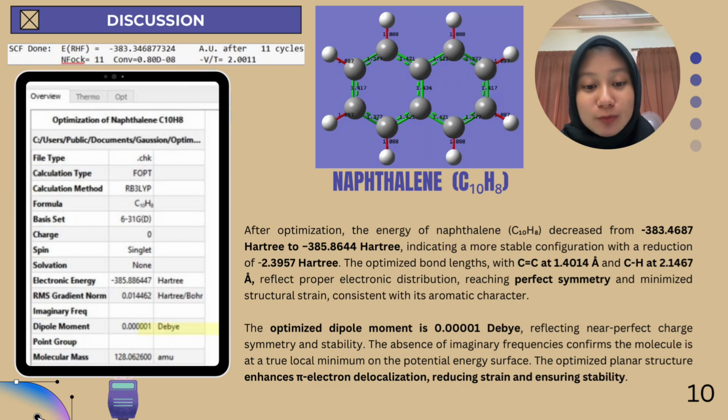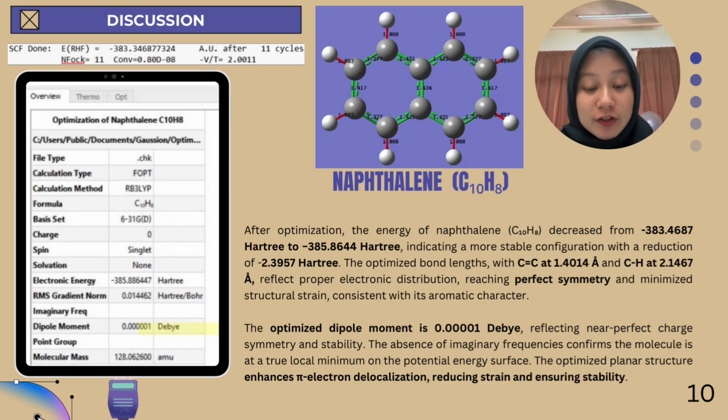The optimized bond lengths are C double bond C at 1.4014 Angstrom and C single bond H at 2.1467 Angstrom. This reflects a proper electronic distribution reaching perfect symmetry and minimized structural strain, consistent with its aromatic character. Other than that, the optimized dipole moment of 0.00001 Debye reflects near perfect charge symmetry and stability.